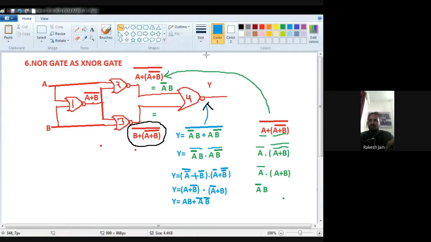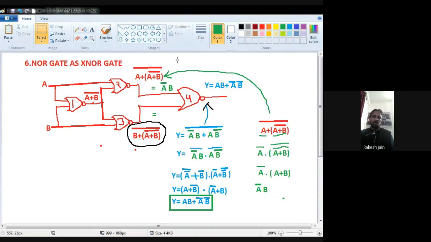Now when I multiply, I will find out the final answer. A dot A bar is 0, then A multiplied with B, so AB, then plus A bar B bar, multiplied with B is 0. So we find out AB plus A bar B bar. And now this is the output equation of which gate? This is the XNOR gate. So finally we find out Y is equal to AB plus A bar B bar.